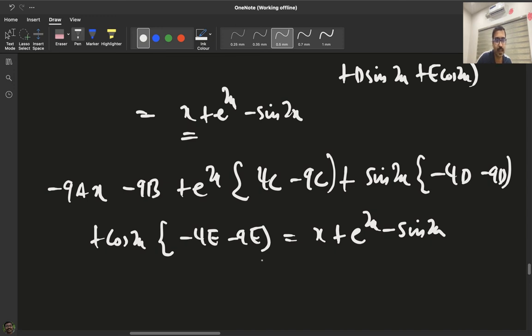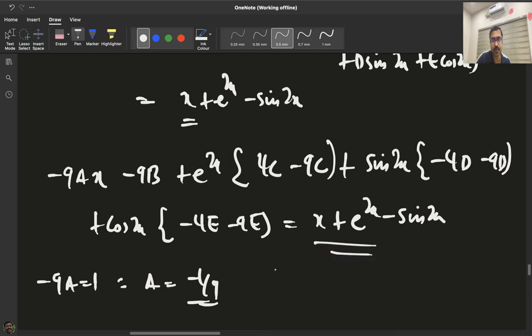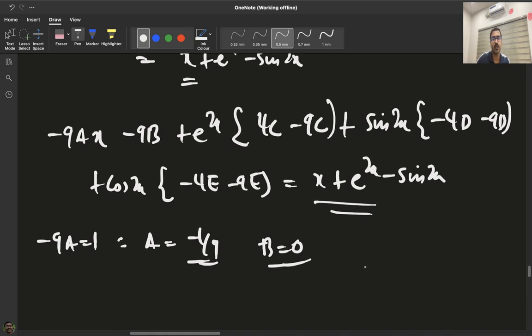So with x you have minus 9a, so minus 9a will be equal to 1, therefore the value of a is simply minus 1 by 9. There is no constant term on the RHS, so your minus 9b will be 0, so simply b will be 0, because there is no constant term on the RHS. So your a is minus 1 by 9, your b is 0.